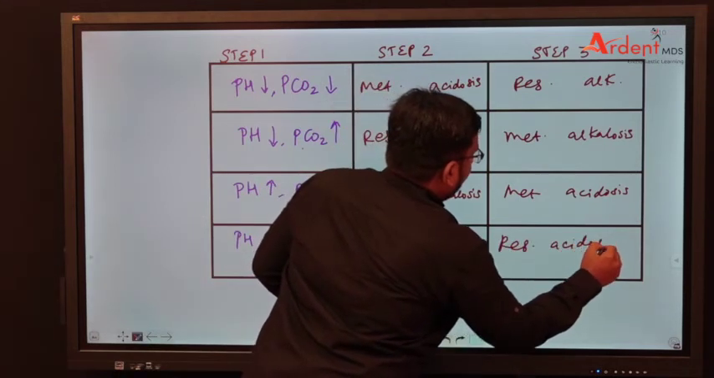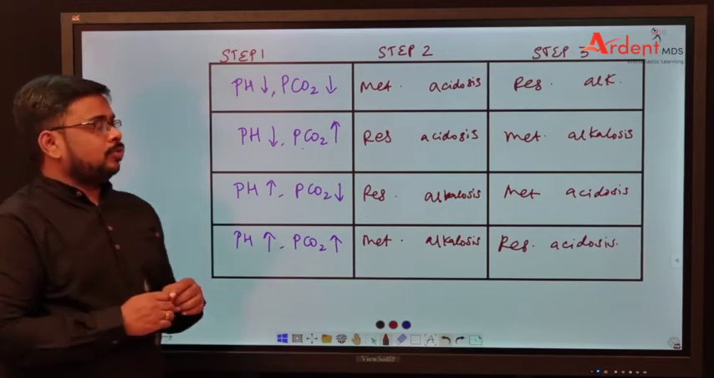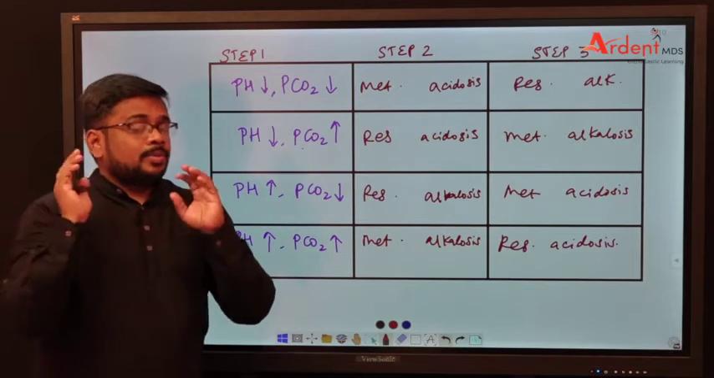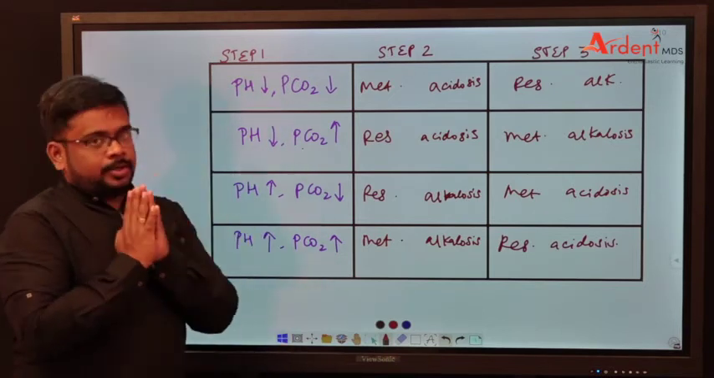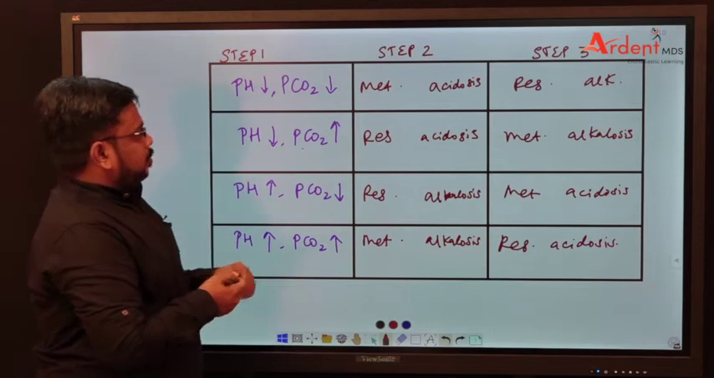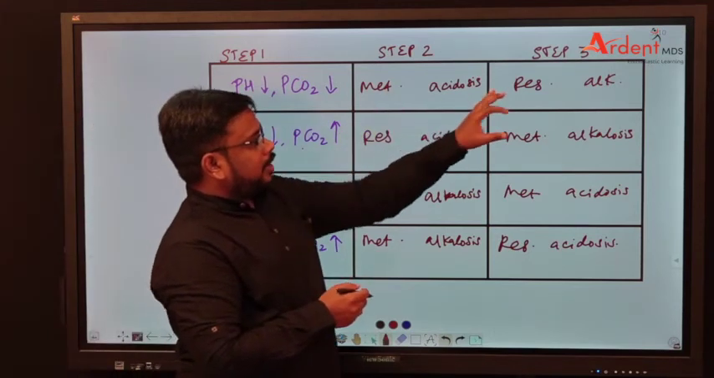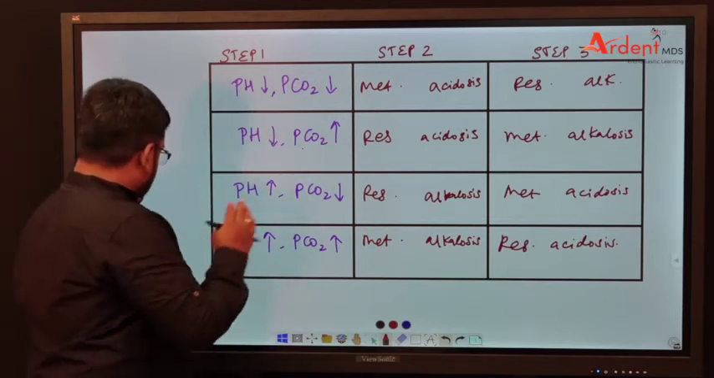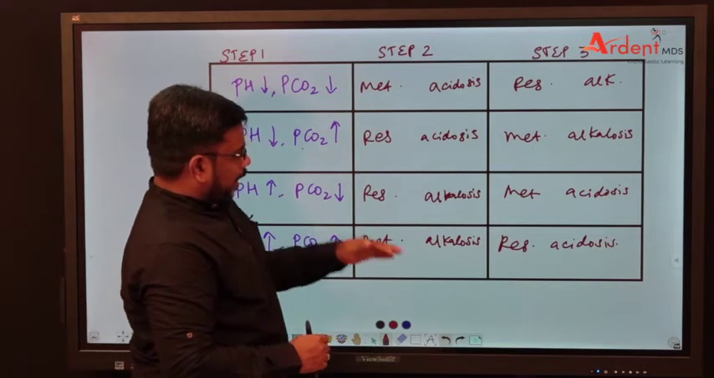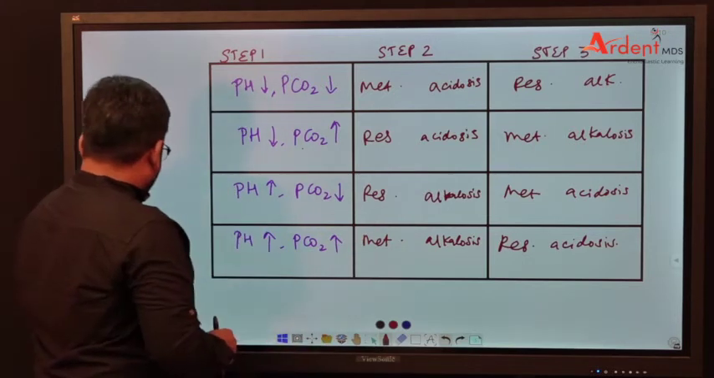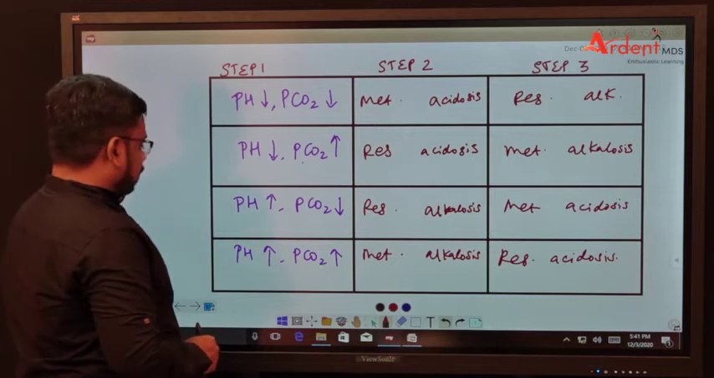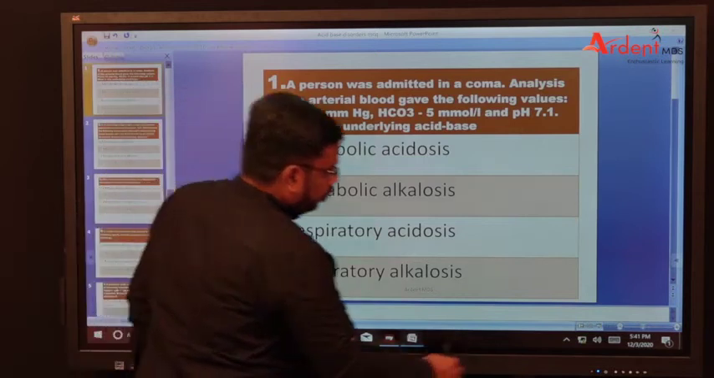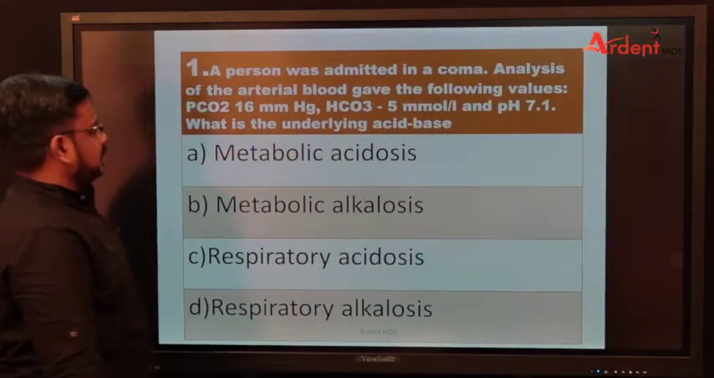So now, for any type of question given to you for an arterial blood gas analysis, you will be able to understand and answer and get full marks, right? And in case the patient is having respiratory alkalosis, the carbon dioxide is less, right? So now, with that idea, we can answer some multiple choice questions. Let me put up those MCQs.